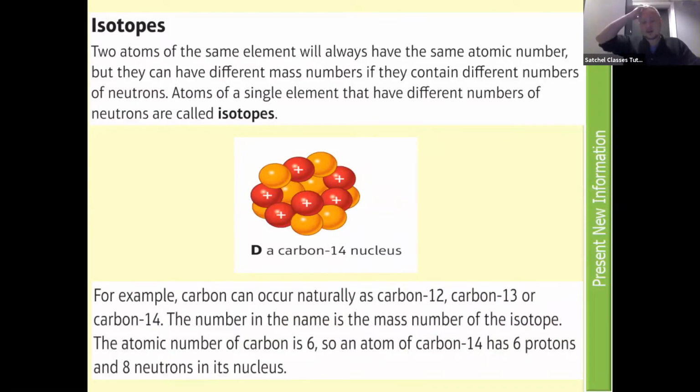So carbon can occur naturally as 12, 13, or 14. The number in the name is the mass number of the isotope. The atomic number of carbon is 6. So an atom of carbon 14 or carbon 13 or even carbon 12 has 6 protons. But carbon 14 has 8 neutrons in its nucleus, because 8 plus 6 equals the mass number 14.